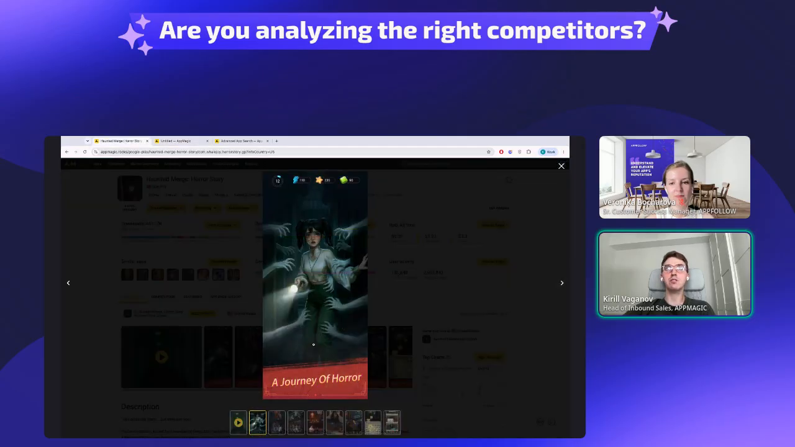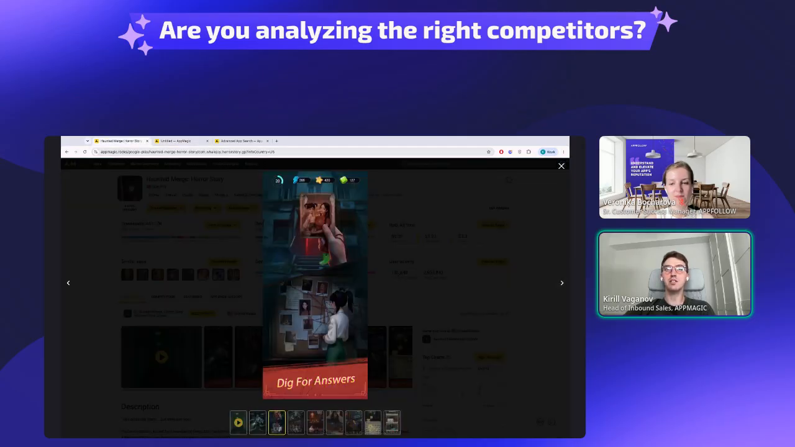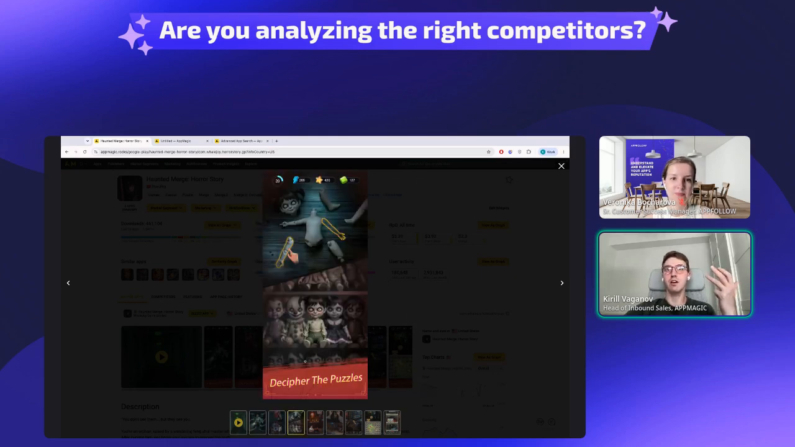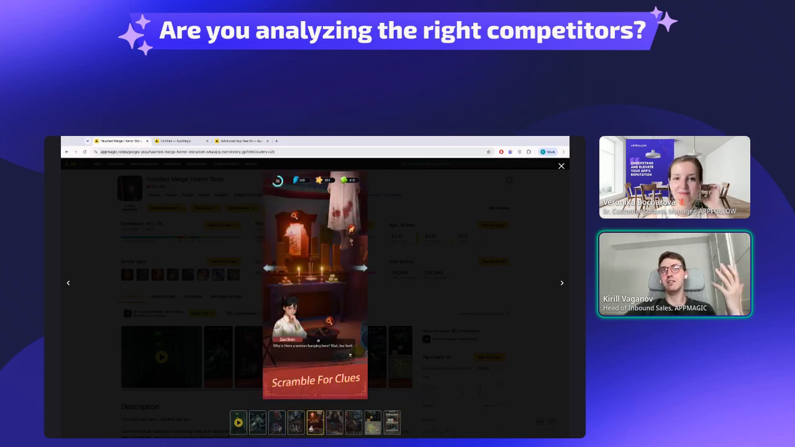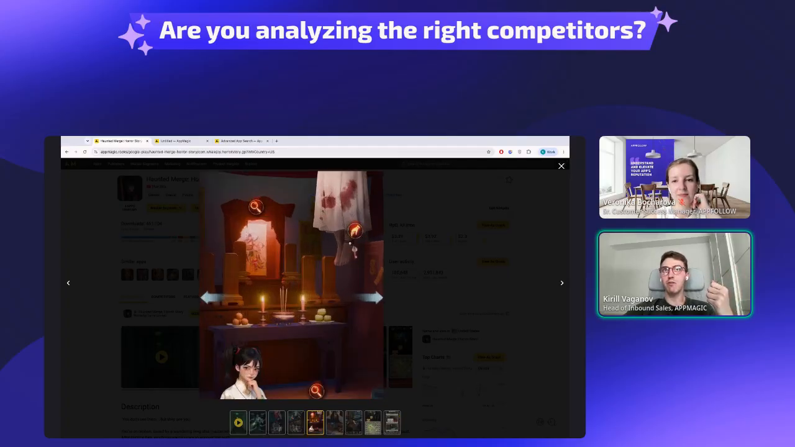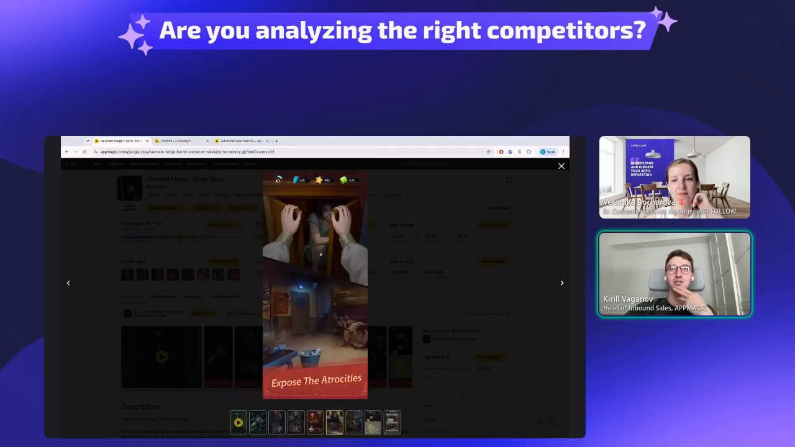Because if you start scrolling through their screenshots, it's not just merge. You actually have to dig for answers, right? Here's your investigation. There's the decipher the puzzles. All right, that's easy. Scramble for clues. Again, you have to find the murderer. You have to find the hidden objects, the hidden clues or something.